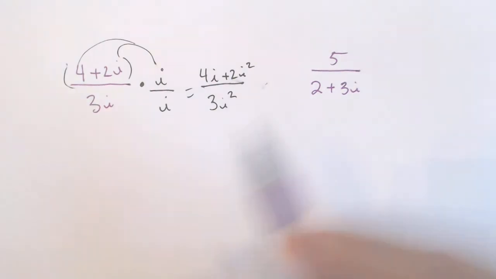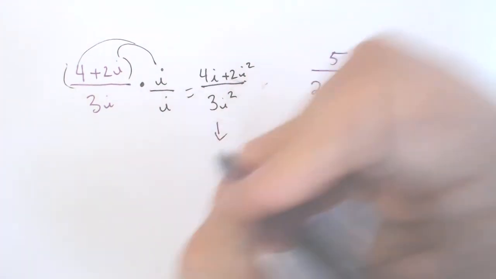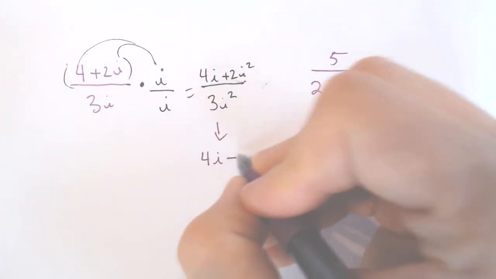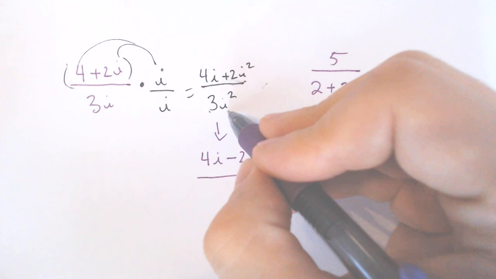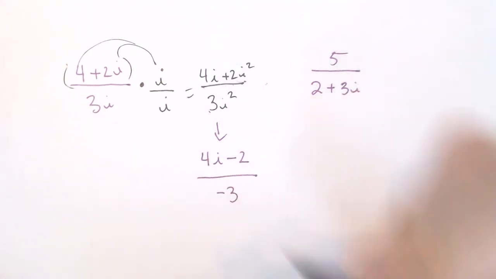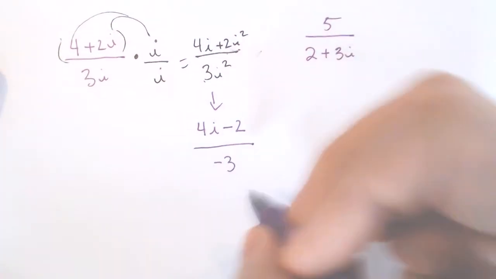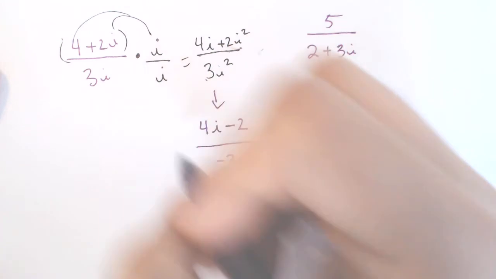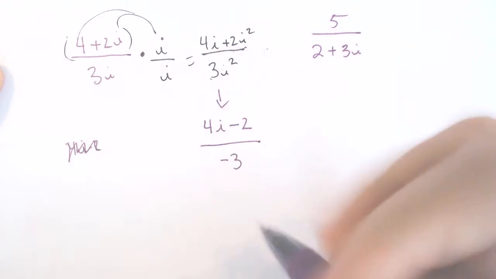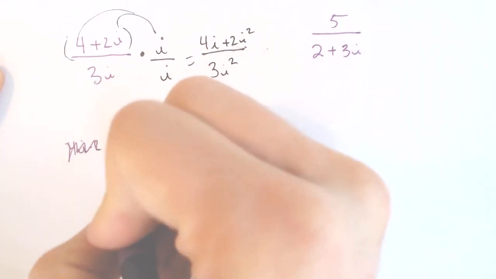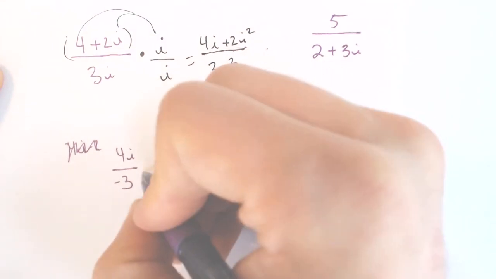And then from here, all you need to do is turn your i squareds into negative 1. If this is a negative 1, then this is going to be 4i minus 2, because 2 times negative 1 is negative 2. And 3 times negative 1 ends up being negative 3. And you can leave it like this in a lot of cases, but another way you can rewrite this is with the 4i minus 2, with the 4i being divided by negative 3, and the negative 2 being divided by negative 3 with a plus in between.